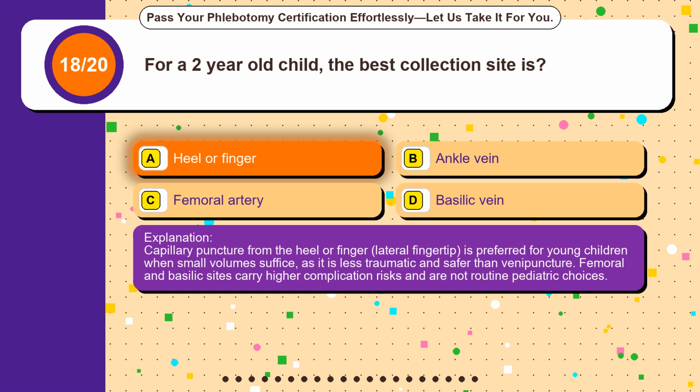Capillary puncture from the heel or finger, lateral fingertip, is preferred for young children when small volumes suffice, as it is less traumatic and safer than venipuncture. Femoral and basilic sites carry higher complication risks and are not routine pediatric choices.